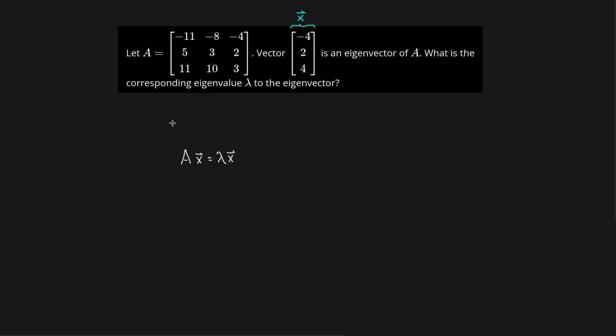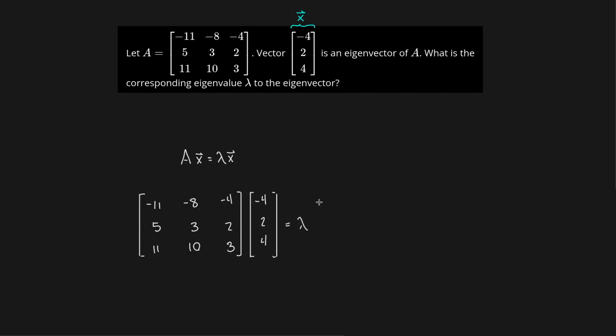So let's plug in the matrices and the vectors we do know about. So we know what matrix A is. Matrix A is -11, -8, -4, 5, 3, 2, 11, 10, 3. So if I multiply that by my eigenvector, vector x, -4, 2, 4, I should get some scalar multiple lambda times the same eigenvector, -4, 2, 4.